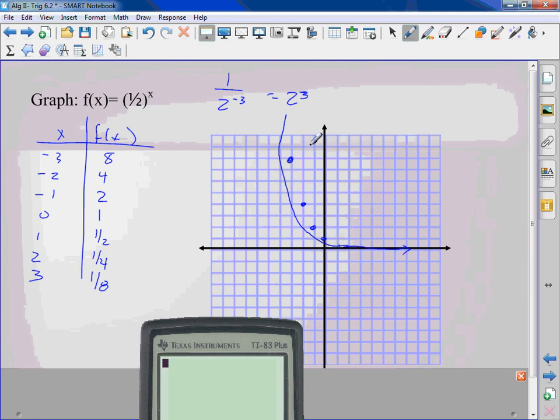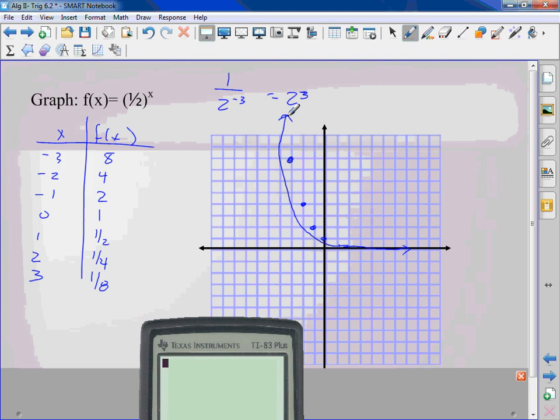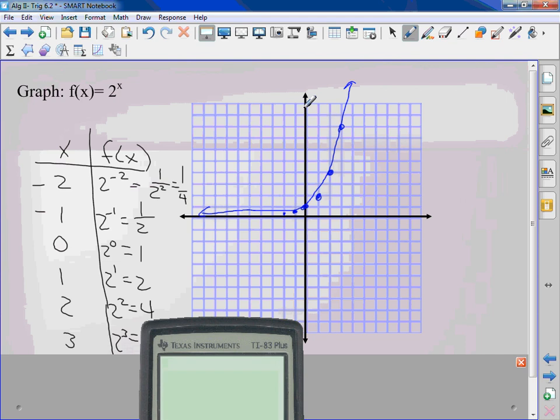What can you tell me? It's the opposite of the other one. So what do you know? When it's a half, it decreases, and when it's a whole number, it goes up. When it's less than 1, it's decreasing. So if you have a fraction less than 1, it is decreasing. If I have a number greater than 1, it is an increasing exponential.